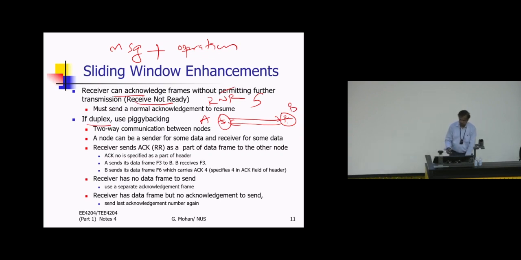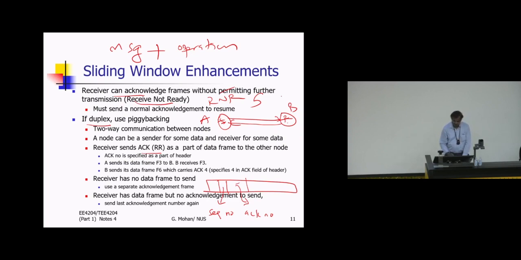So what is done is this. In the frame, let's say we have the payload and a k-bit sequence number. In addition to the k-bit sequence number, we also use another k-bit acknowledgement number. When the receiver sends an acknowledgement, it's not sending a separate acknowledgement frame. Instead, it sends the acknowledgement number as part of its own data frame.